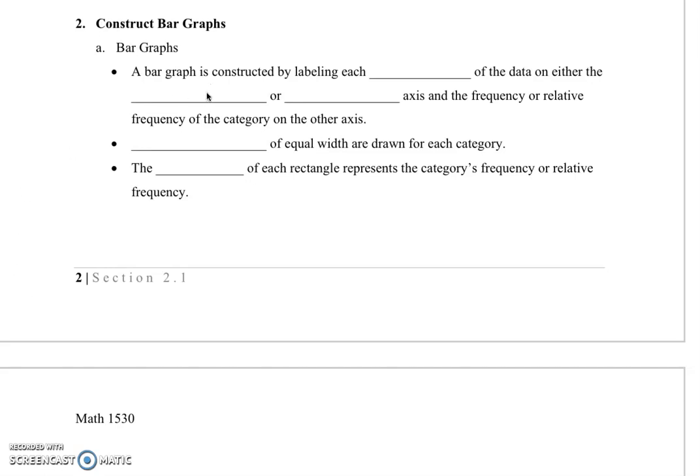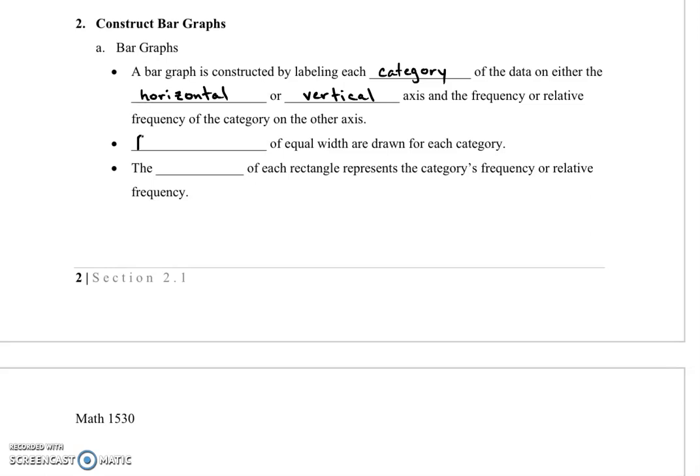Let's talk about constructing bar graphs. A bar graph is constructed by labeling each category of the data on either the horizontal or the vertical axis, and the frequency or relative frequency of each category on the other axis.